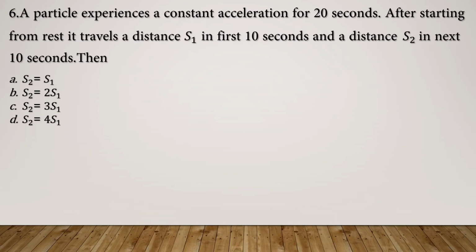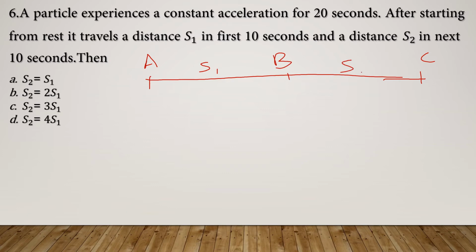Question number 6. A particle experiences a constant acceleration for 20 seconds after starting from rest. It travels a distance s1 in the first 10 seconds and distance s2 in the next 10 seconds. Then the four options are given. Now let us consider that a particle is starting from position A. Let A be this position. Then after 10 seconds it attains position B, and after 10 more seconds let it be at position C. AB let it be S1, BC let it be S2, and the total distance from A to C is S.